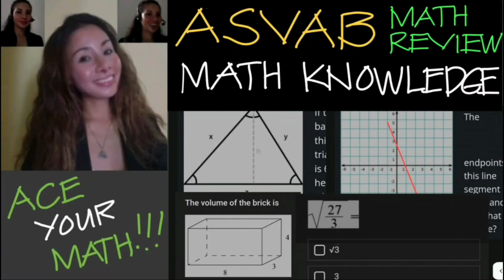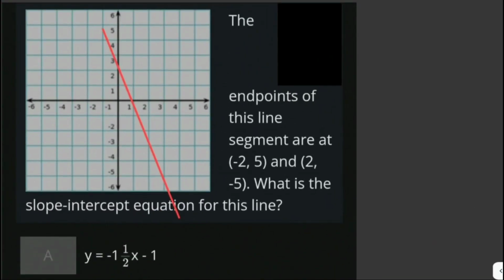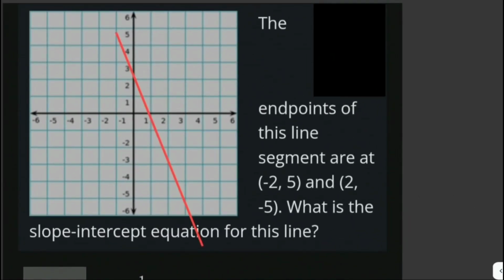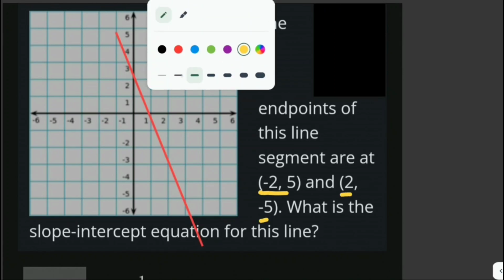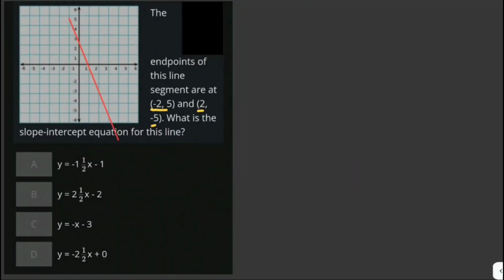Let's solve some math problems here. All right, we're given here a graph. The endpoints of this line segment are at points -2, 5 and 2, -5. What is the slope-intercept equation for this line?